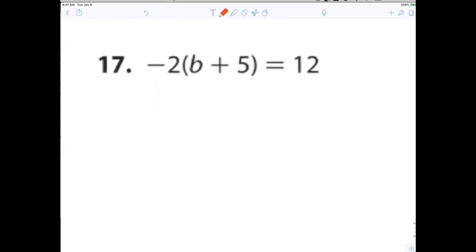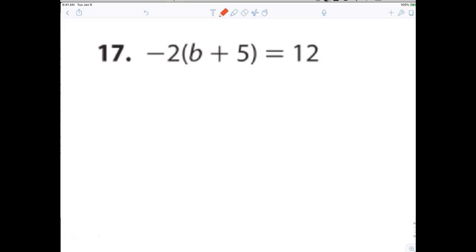All right, here we go. 17, good for you. What am I doing? Divide by what? I didn't hear you. Yes. And so B plus 5 equals what? Very good. And now what? Which is? Negative. Thank you. Don't worry, kiddo. You've been doing great. B equals negative 11.